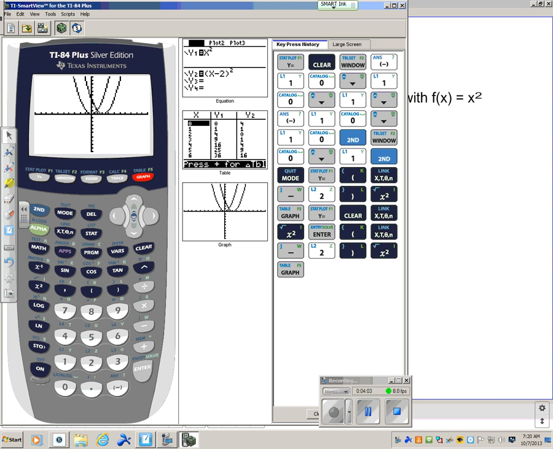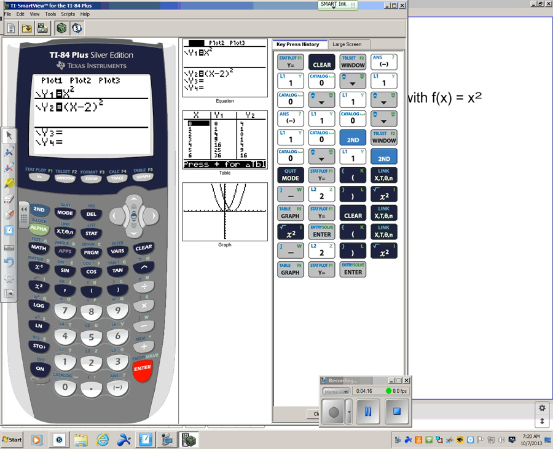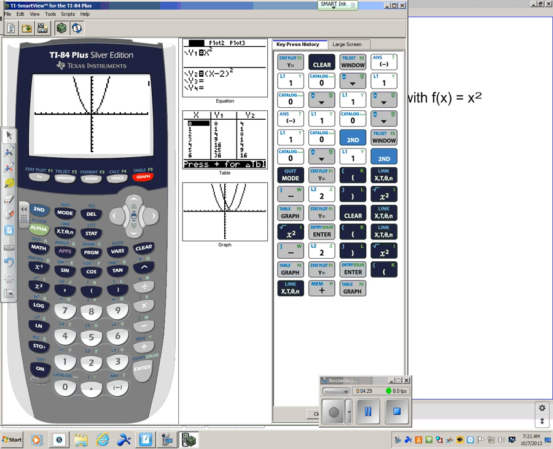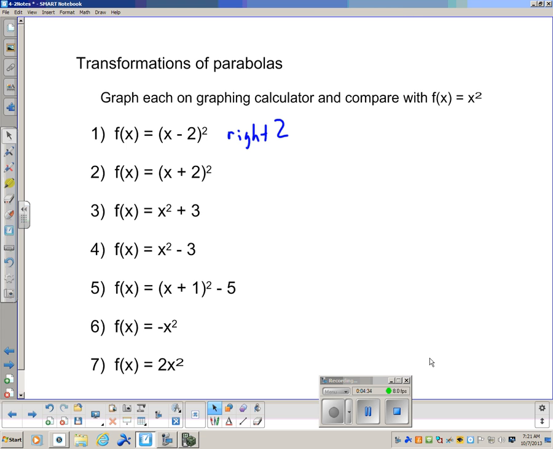The other one here, if I graph my other one, I'm going to put it down here. Parenthesis x plus 2 squared. Let's graph those and see what happens. So there's y equals x squared, and you can see that x plus 2 made it go to the left 2. Left 2.